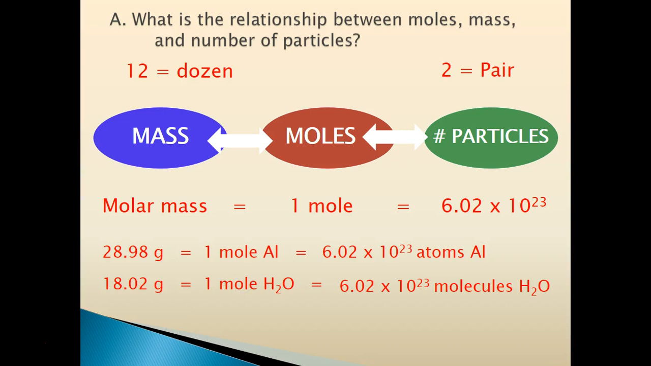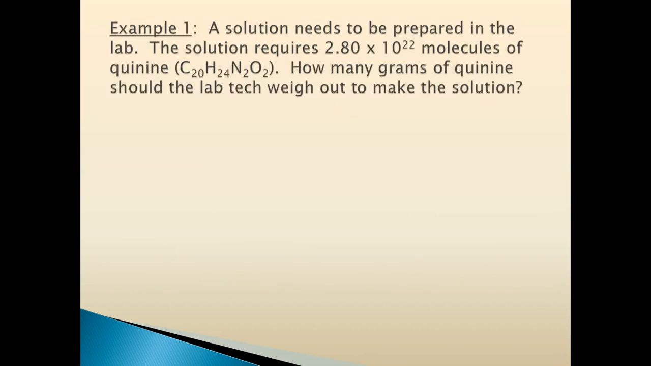Now we can use these relationships as conversion factors in dimensional analysis. If you're unfamiliar with dimensional analysis, you should have done your summer assignment. You can go to my video in the Chem 1 playlist on dimensional analysis. All right, so here's an example of a conversion. It says a solution needs to be prepared in the lab. The solution requires 2.80 times 10 to the 22nd molecules of quinine. How many grams of quinine should the lab tech weigh out to make the solution? So take a moment and pause the video, see if you can work this one out on your own.